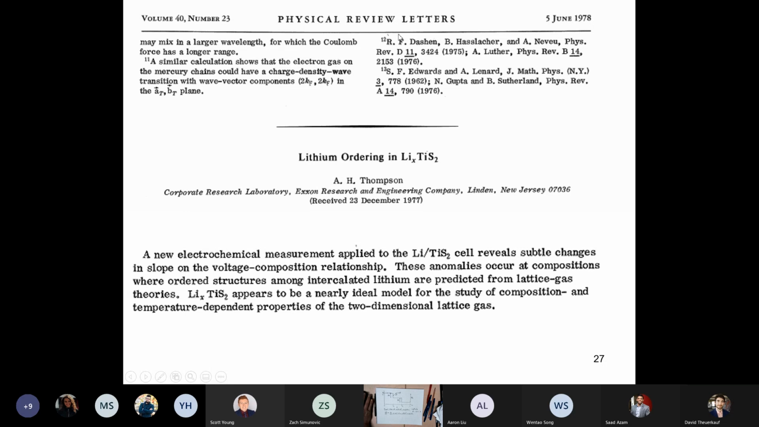In those days, Science existed, Nature existed, and Physical Review Letters, and those were the big journals. There was no Advanced Functional Materials, Nature Communications, all this other stuff. So if you wanted to publish in a high impact journal, it was Science, Nature, or Physical Review Letters, basically. So this is in one of the highest impact journals around.